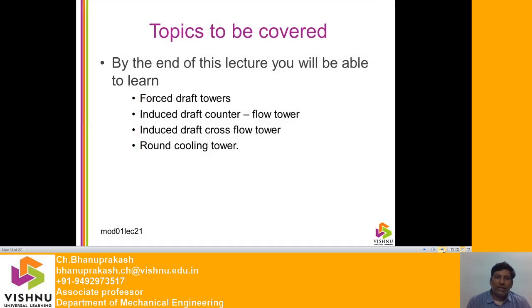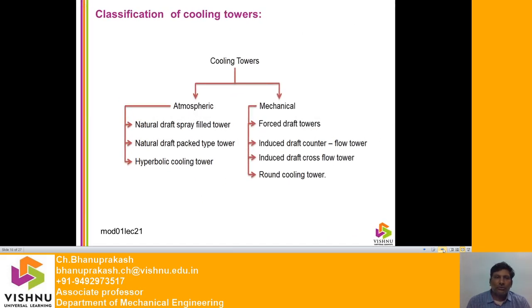Topics to be covered. By the end of this lecture you will be able to learn forced draft towers, induced draft counterflow towers, induced draft cross flow towers, and round cooling towers. The entire classification was discussed in the earlier lecture. Today we are going to discuss the mechanical cooling towers: forced draft towers, induced draft counterflow tower, induced draft cross flow tower, and round cooling tower.